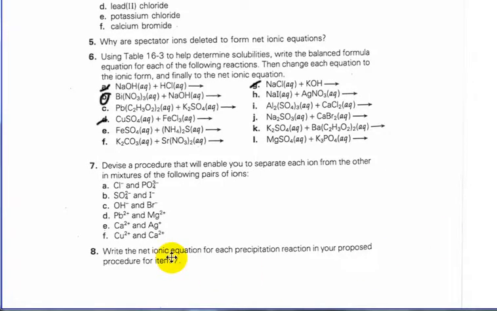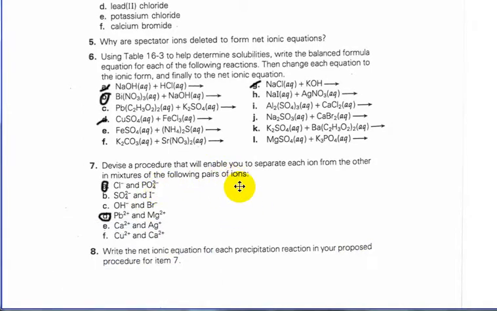We're actually going to combine them into one question, because question 7 is devise a procedure to separate these, and then 8, we're at the net ionic equation. So I'm going to do question 7A with you. It's looking at separating two negative ions. Then that'll leave you with B and C to do. Then I'll look at what it's like when you try to separate two positive ions, and then leave you with E and F. So I'll do one of each type, and then leave you with the remaining ones to do.